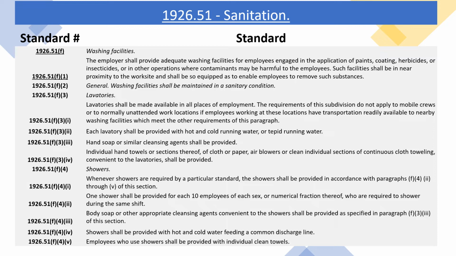1926.51(f)(3)(ii) Each lavatory shall be provided with hot and cold running water or tepid running water. 1926.51(f)(3)(iii) Hand soap or similar cleansing agents shall be provided. 1926.51(f)(3)(iv) Individual hand towels or sections thereof, of cloth or paper, air blowers, or clean individual sections of continuous cloth toweling, convenient to the lavatories, shall be provided.